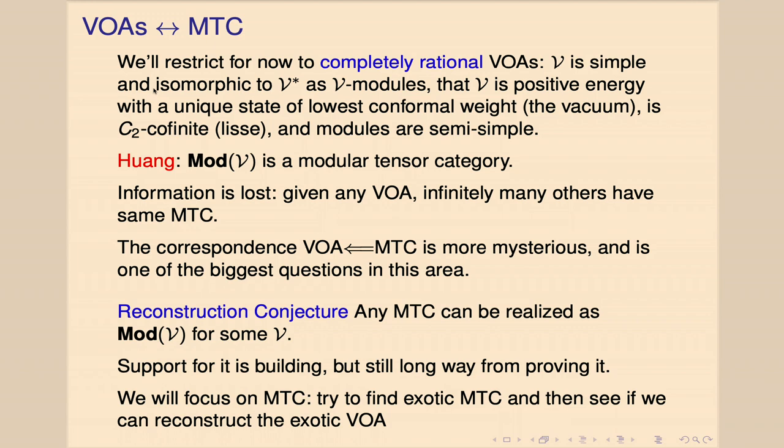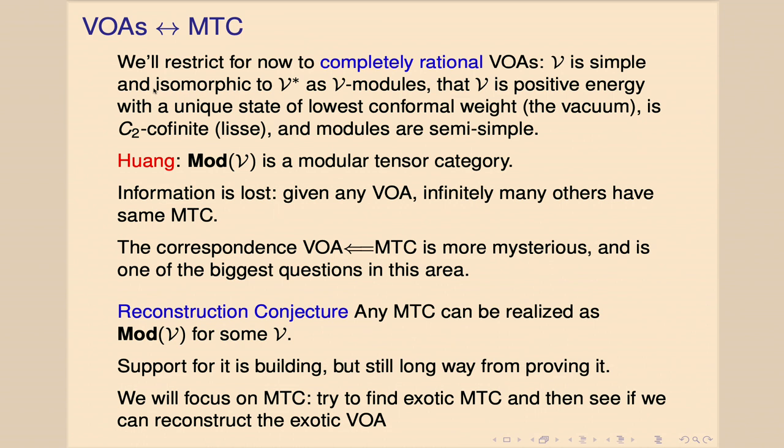In the other direction, it's much more mysterious. So how surjective is this map? If you have a modular tensor category, does it have to come from a rational VOA? The conjecture right now, and I think most people are leaning toward this being true, is called the reconstruction conjecture. The idea is that any modular tensor category comes from a rational VOA.